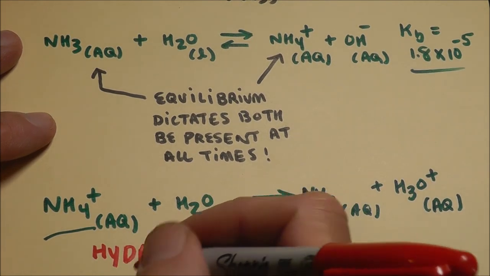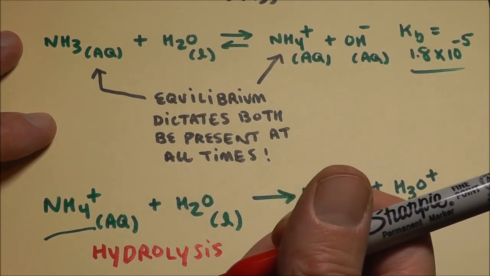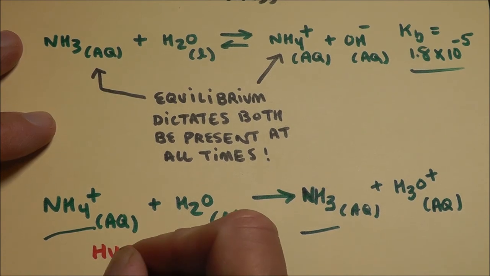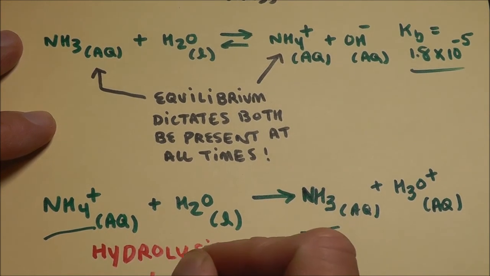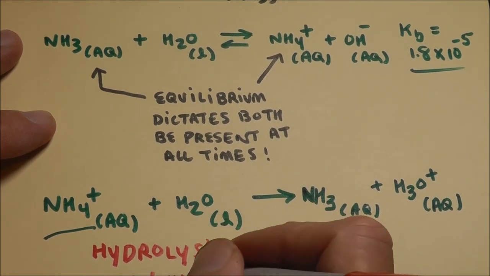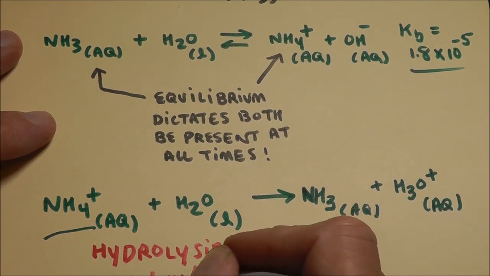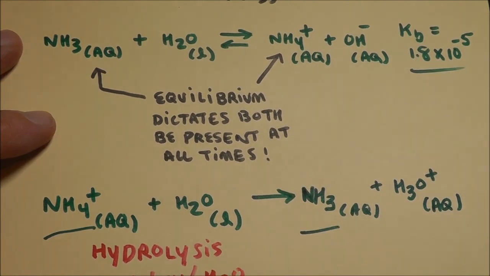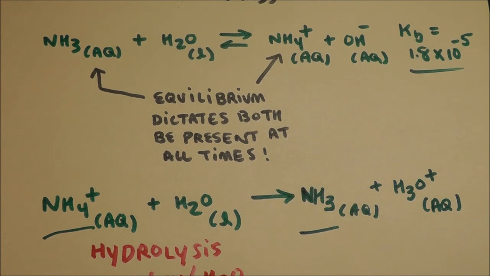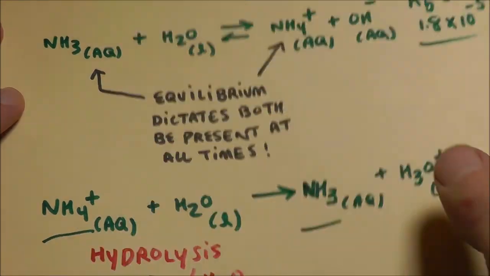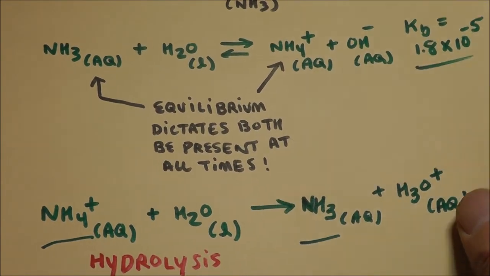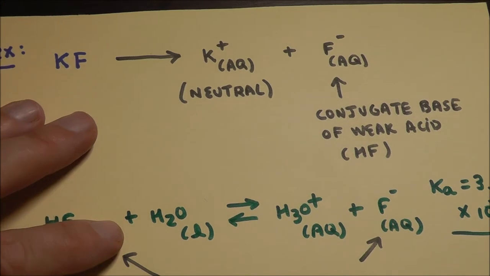So the things on the chart that are ions that aren't H3O+ or OH- are ions that will undergo hydrolysis. This one happens to be acidic because it needs to cough up an H+ onto water to get the conjugate pair, which is NH3. So let's take another one.